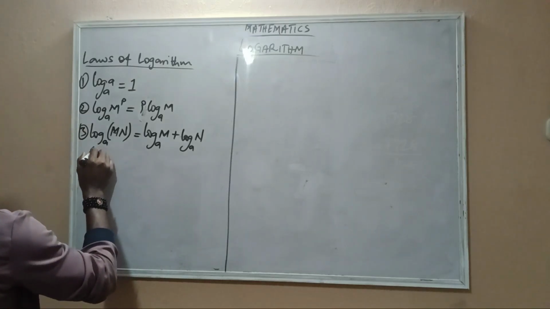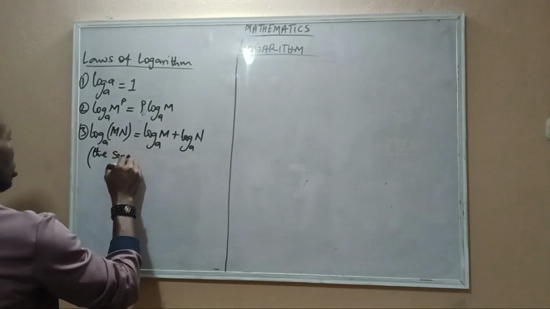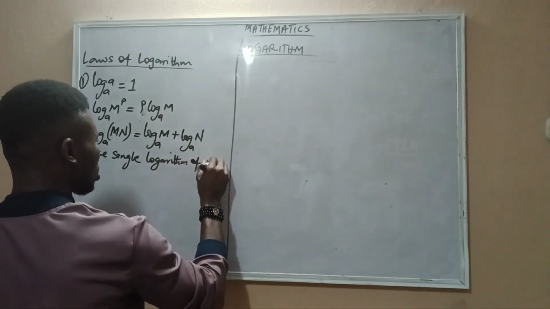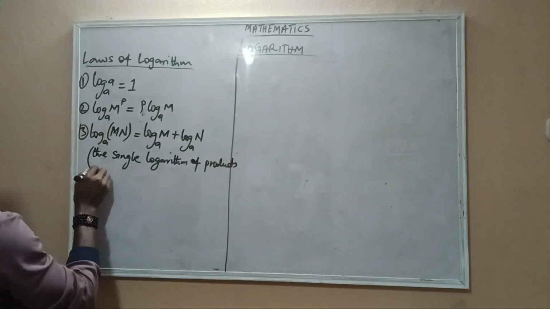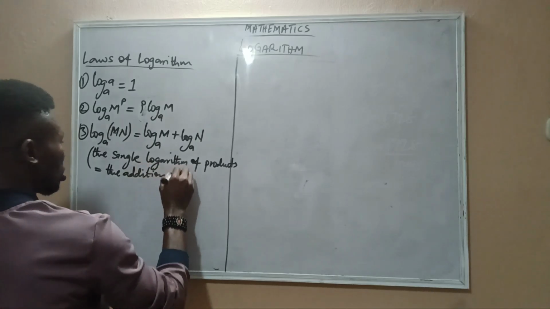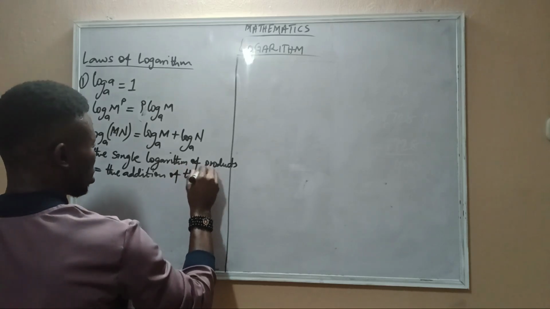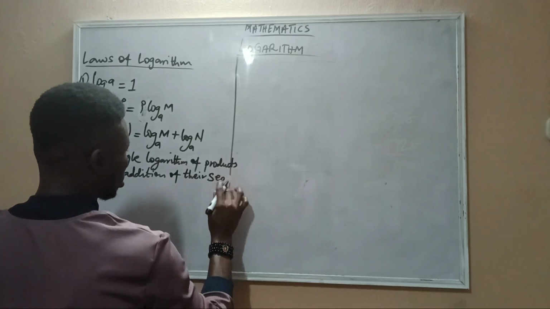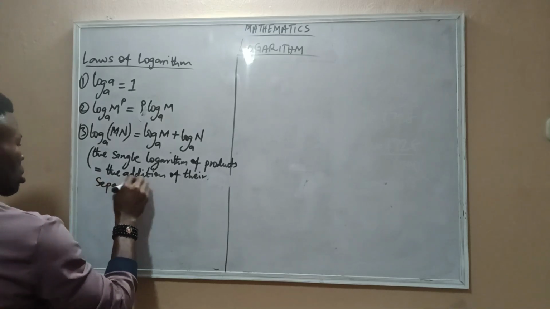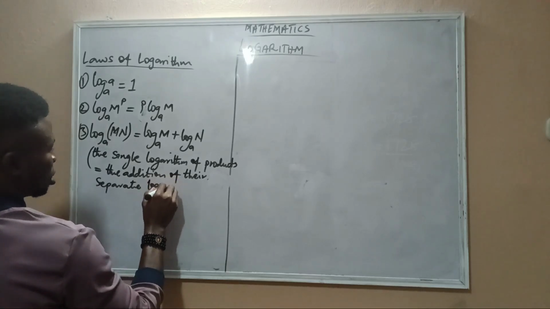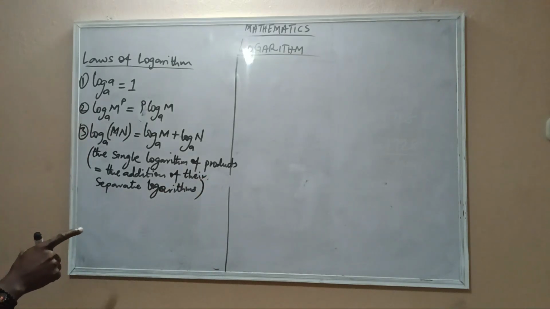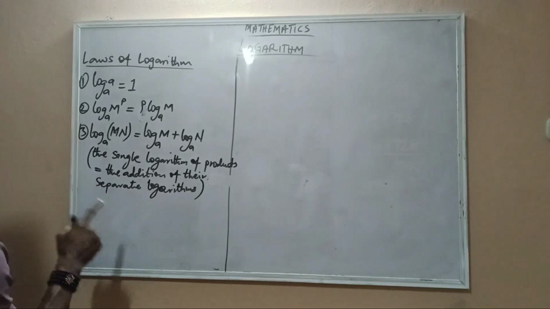And this can be expressed in a sentence as: the single logarithm of products is equal to the addition of their separate logarithms. The single logarithm of products equals the addition of their separate logarithms.